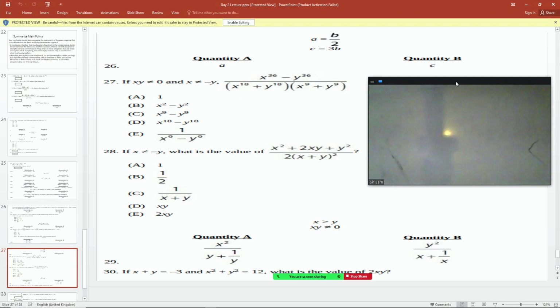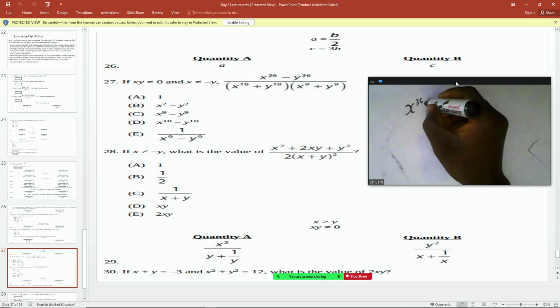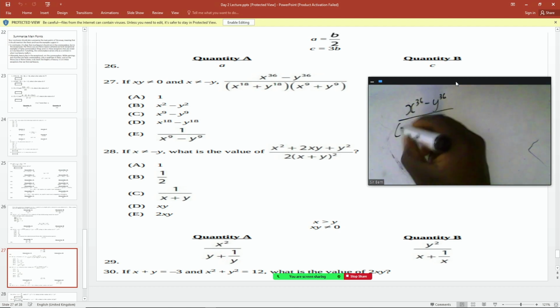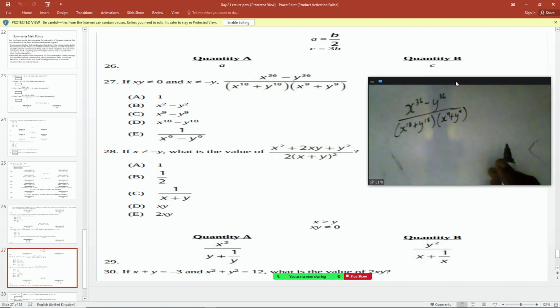Question 27, we are solving for x to the power 36 minus y to the power 36, all divided by x to the power 18 plus y to the power 18, x to the power 9 plus y to the power 9. With quantitative reasoning, you don't use a calculator. It means your answer is to be figured out. It's not so abstract, so don't see it to be so abstract. You can work your way around it. So from this, we can break it down.